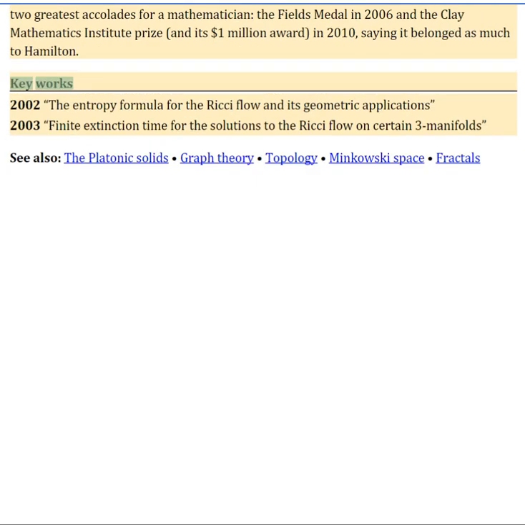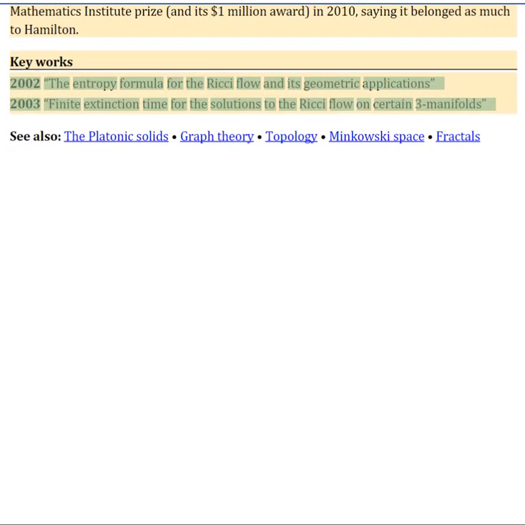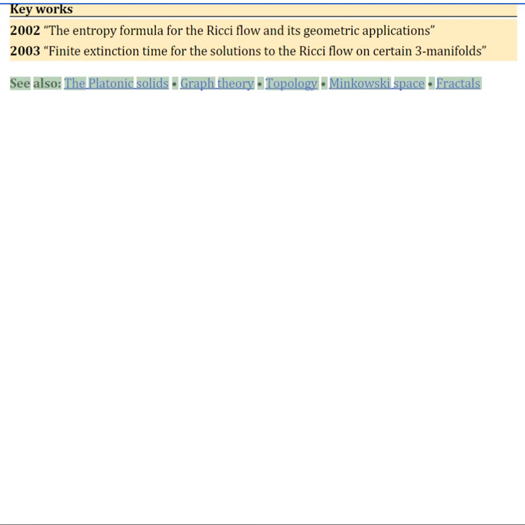Key works. 2002, The Entropy Formula for the Ricci Flow and its Geometric Applications. 2003, Finite Extinction Time for the Solutions to the Ricci Flow on Certain Three-Manifolds. See also: The Platonic Solids, Graph Theory, Topology, Minkowski Space, Fractals.